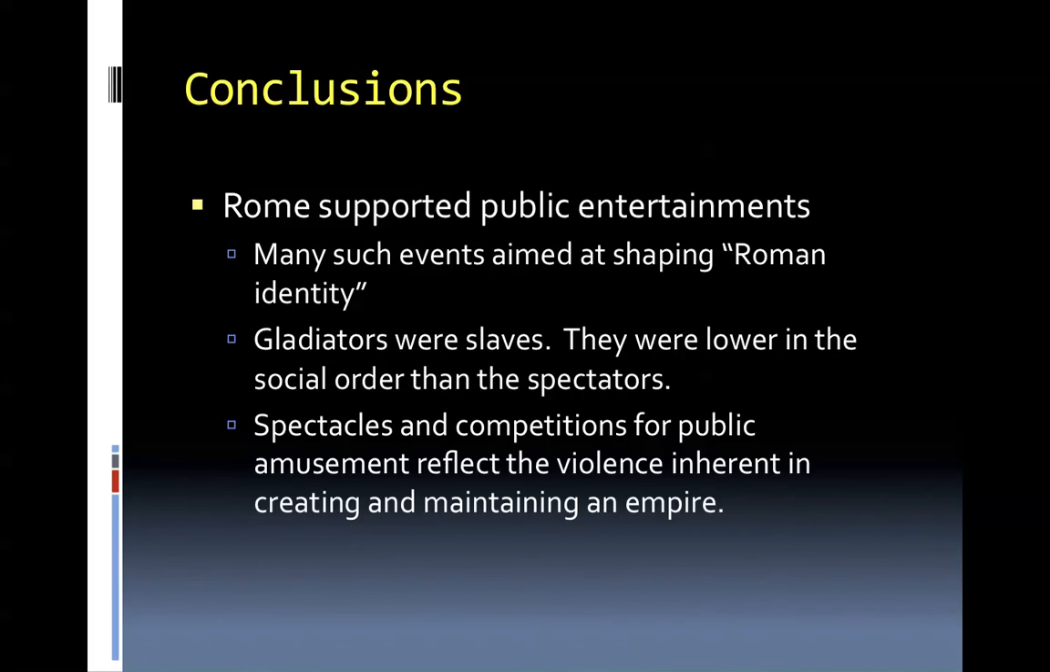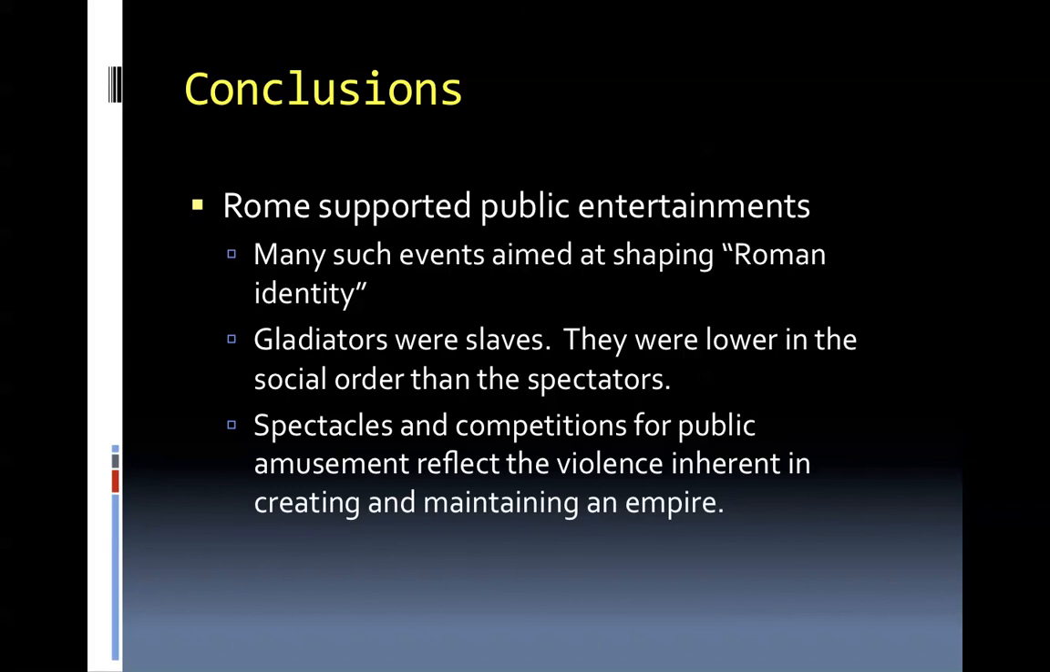Other conclusions: Rome supported public entertainments. Many such events aimed at shaping Roman identity. Gladiators were slaves. They were lower in the social order than the spectators. So you know how that goes, right? That it's not me down there fighting. It's not me who's about to die. I'm here as a spectator, so somehow I am better than that guy. And so therefore somehow it's okay that he is going to entertain me with his own death.